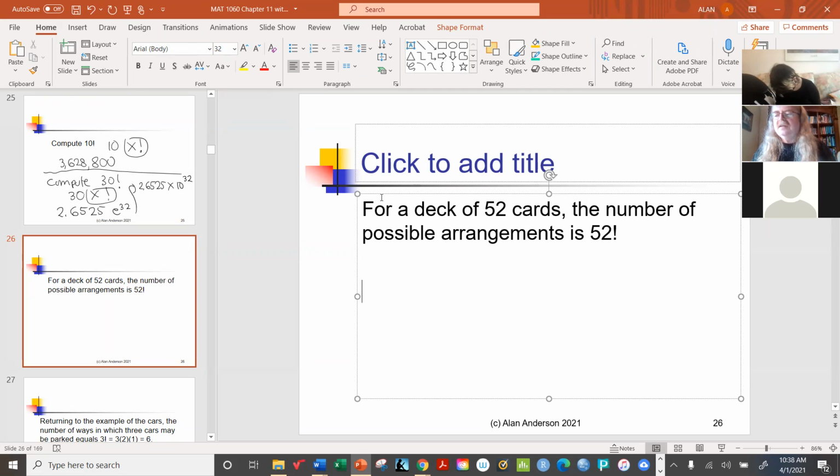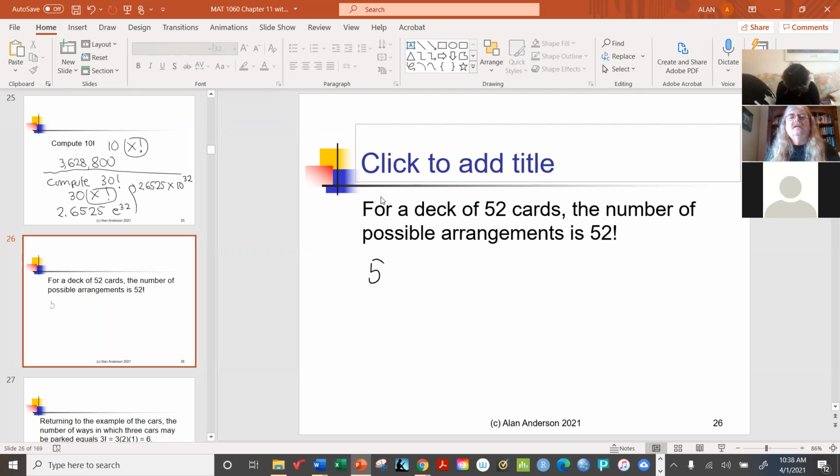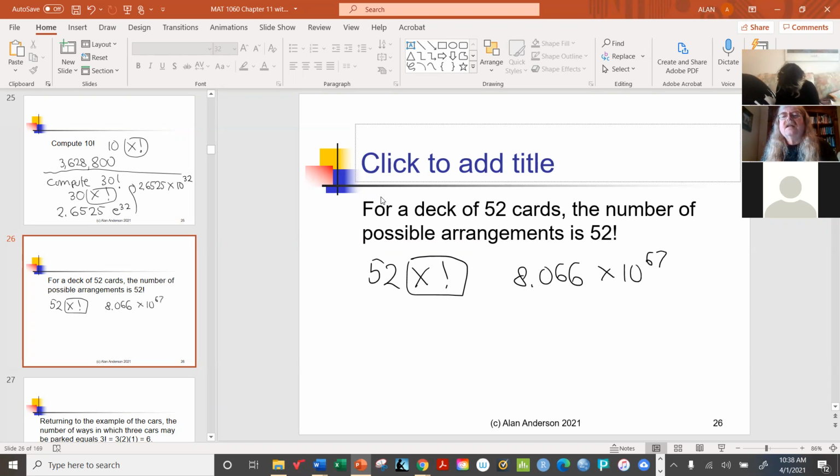And this equals, if you go to your calculator and type 52 factorial, and what it'll show up with in the window, let's just check that out. If you recall from the video, it's a huge, huge number. 8.066, let's say, times 10 to the 67th power.